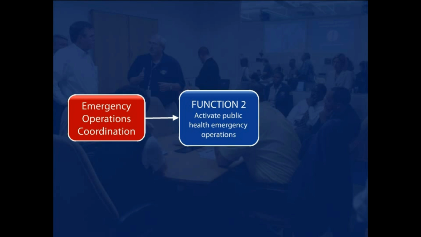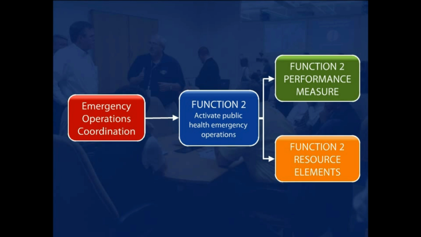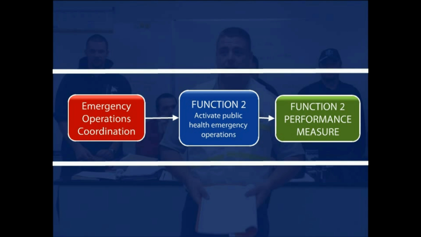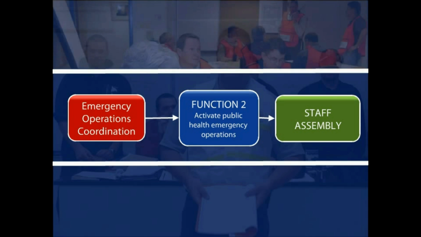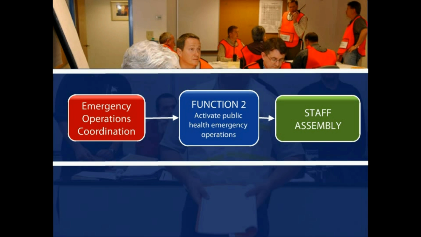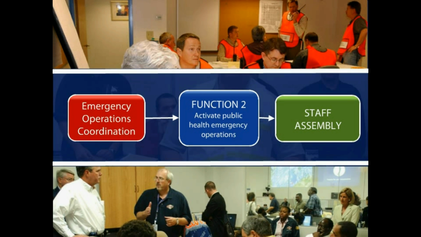Let's take a closer look at the performance measure and resource elements that are associated with Function 2, activating public health emergency operations. There is one performance measure associated with Function 2. It is staff assembly, the time it takes for pre-identified staff covering activated public health agency incident management lead roles or equivalent lead roles to report for immediate duty. Assembly can occur at a physical location, for example, the EOC, a virtual location, for example, a web-based interface such as WebEOC, or a combination of both.